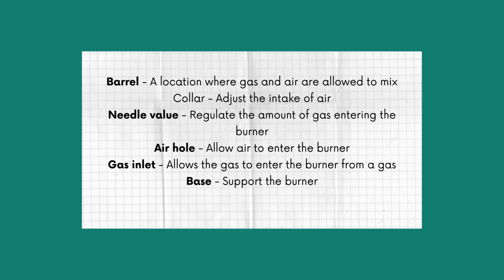Now we're moving on. First, we're looking at the barrel. It's a location where gas and air are allowed to mix. Next, collar. It's how you adjust the intake of the air. Meter valve. You regulate the amount of gas entering the burner. Air hole allows air to enter the burner. Gas inlet allows the gas to enter the burner from a gas source. Base supports the burner.